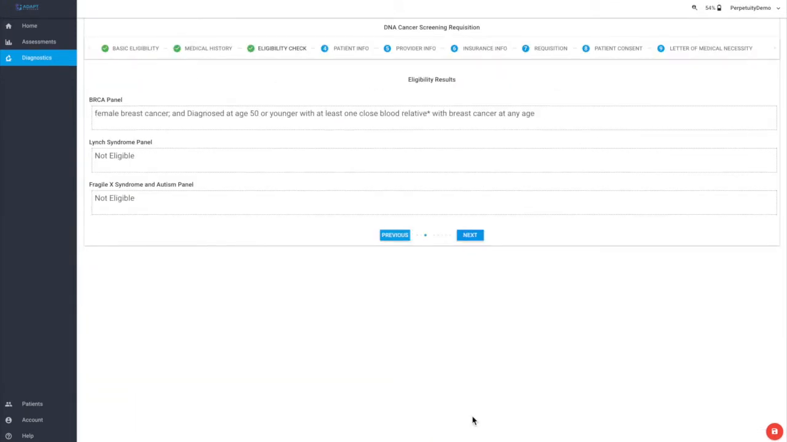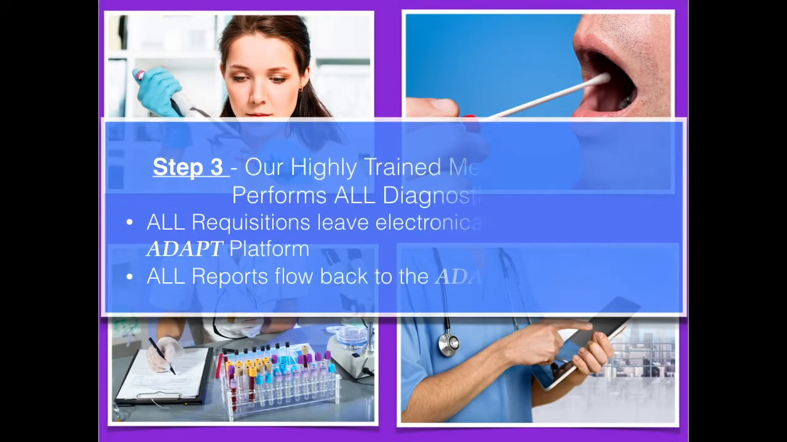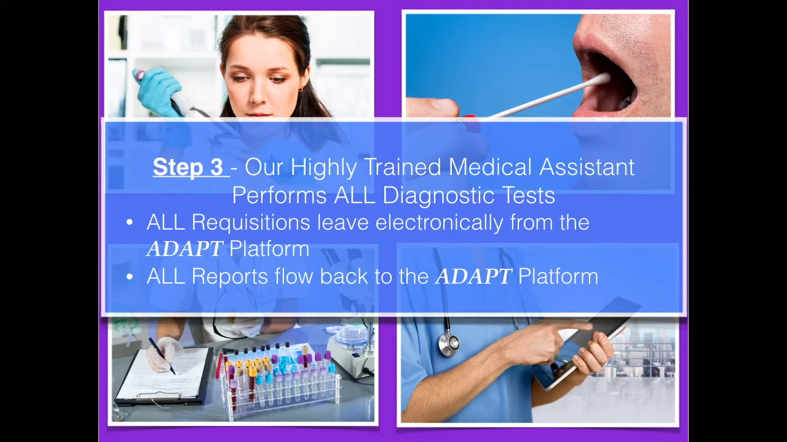Now that we've moved on, we can see from an eligibility perspective, based on an algorithm that was run, that she has female breast cancer diagnosed at the age of 50, as well as one of her blood relatives. So she qualifies for a cancer test. Now that we've demonstrated medical necessity, we move on to Step 3. This is where our highly trained medical assistants perform all the diagnostic tests.